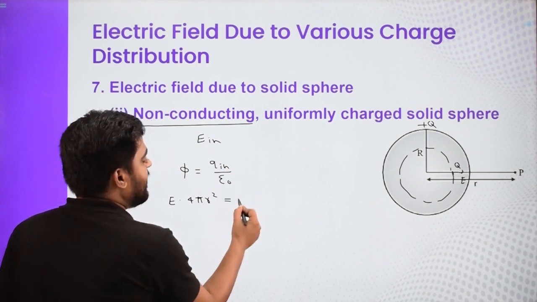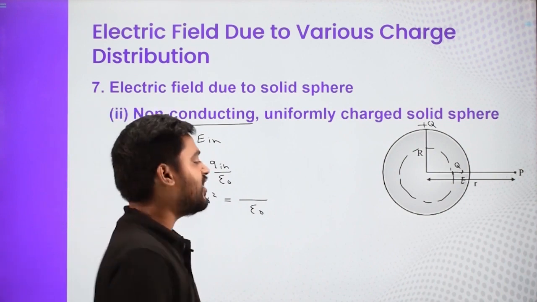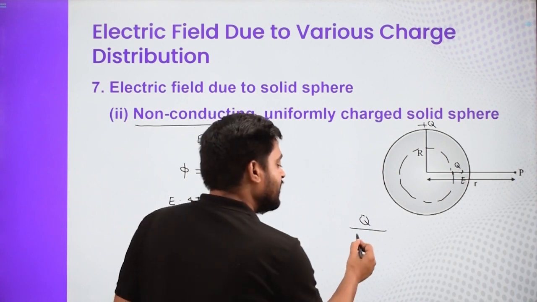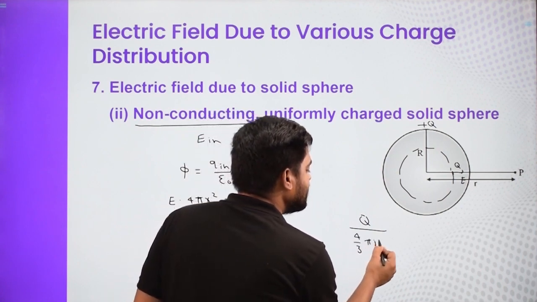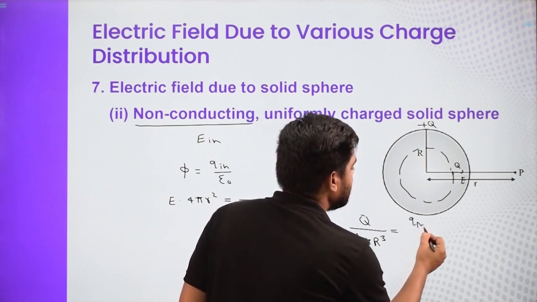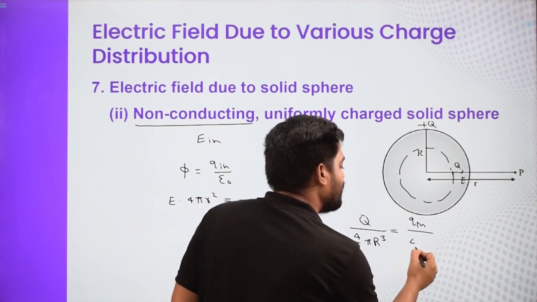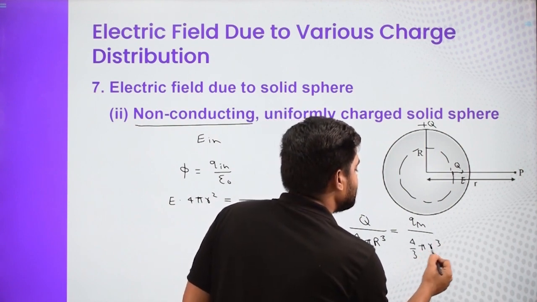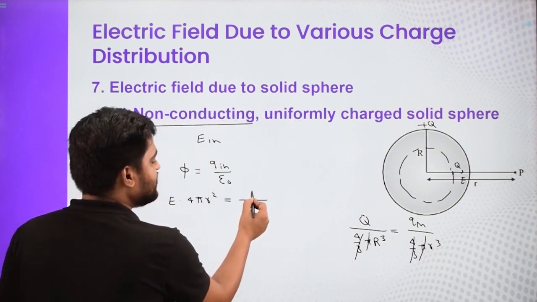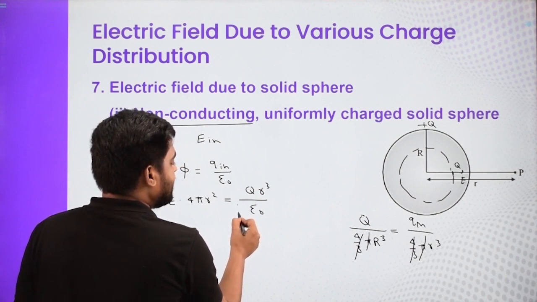And then what is Q in by epsilon naught? So here for Q in, the charge is distributed over a volume. So I will say total charge over total volume, that is 4 by 3 pi R cube, is equal to the required charge divided by the volume where this charge is distributed, which is 4 by 3 pi small r cube. So 4 by 3 pi is gone, and this required charge is nothing but Q small r cube divided by capital R cube.